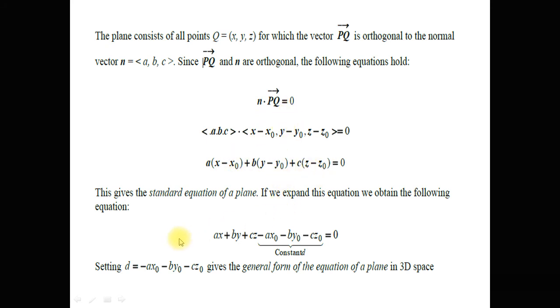So this is the equation of a plane in standard form: a into x minus x naught plus b into y minus y naught plus c into z minus z naught. After simplification we obtain ax plus by plus cz is equal to minus ax naught minus by naught minus cz naught. If we suppose this is equal to minus d, then ax plus by plus cz plus d is equal to 0, which is the general equation of a plane. This is called the general form of the equation of a plane.